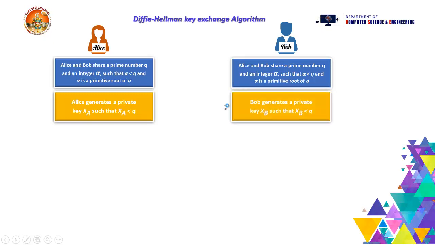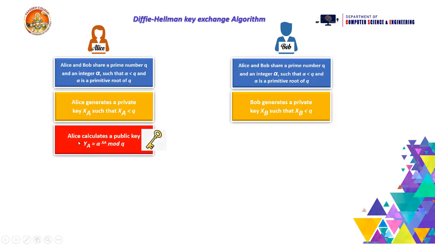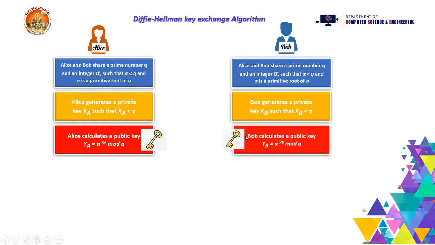In the same way, Bob also generates his private key, and that XB must be less than our selected prime number. By using this private key, prime number and primitive root, Alice generates her public key. So public key YA equals alpha to the power of XA mod Q. In the same way, Bob also generates his public key YB equals alpha to the power of XB mod Q.